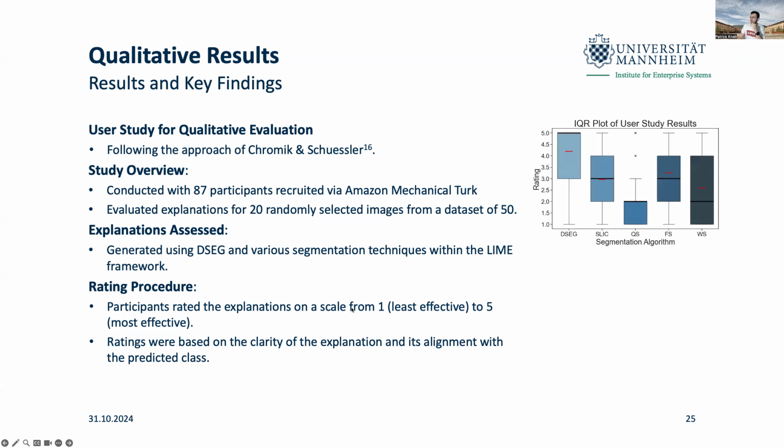Regarding the results, here we can see the interquartile range plot for DSEG-LIME and the other segmentation techniques, as well as the average rating in red. Regarding the average rating, DSEG-LIME got the highest average rating and quickshift the lowest with only 2. And with the 0.75 percentile and 0.25 percentile, we are still better than the others.